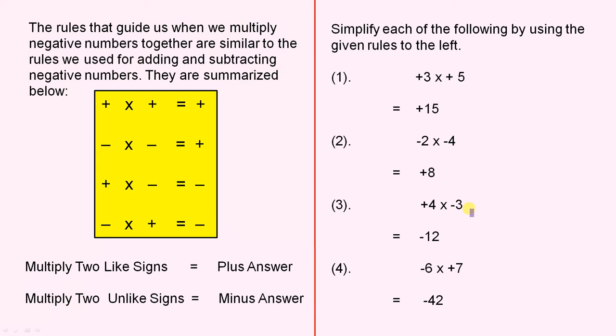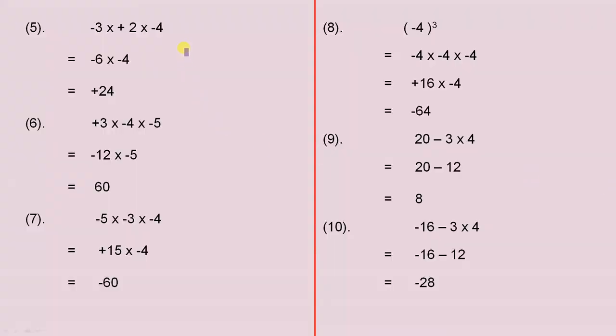Positive 4 multiplied by negative 3 gives us negative 12. And negative 6 multiplied by positive 7 gives us negative 42. And those two match those two there. So slightly more involved now, but we employ exactly the same rules.